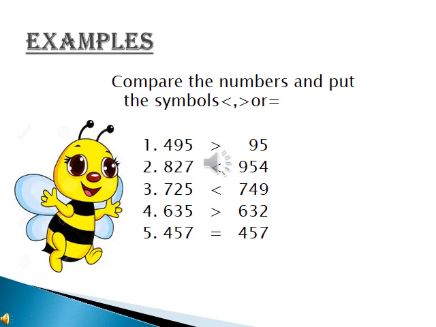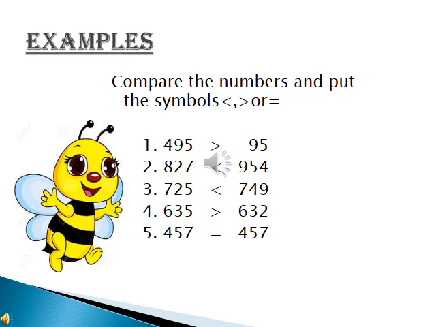Now the third example. First number is 725 and the second number is 749. Now you can see hundreds places in both the numbers are the same. So what do we have to compare? Yes, we have to compare the tens place. In the first number, tens place is 2 and in the second number tens place is 4. It means 749, which has more tens, will be greater than 725, or you can say 725 is less than 749.